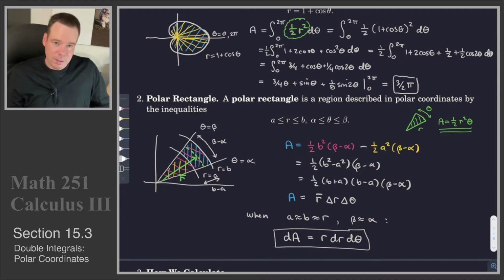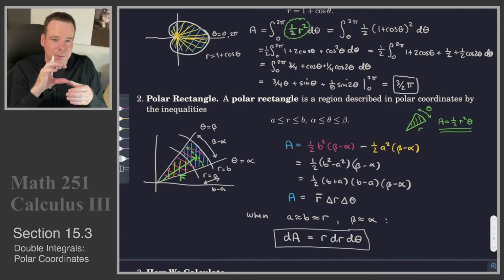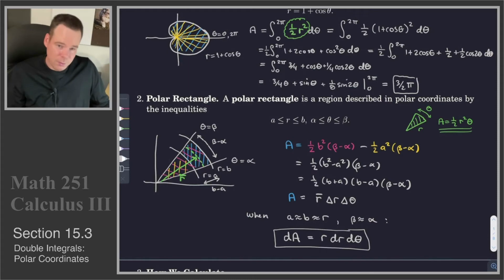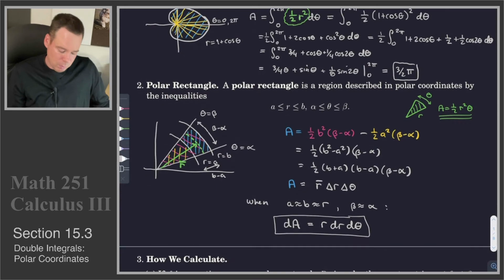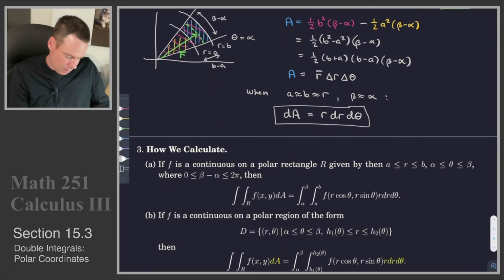And it's this thing, the area of the little tiny polar rectangle, that we're going to multiply by the height of the function sampled at a point in that polar rectangle, and then we're going to integrate over all these. So we basically integrate the function times dA over the region. So that means that we get this result.